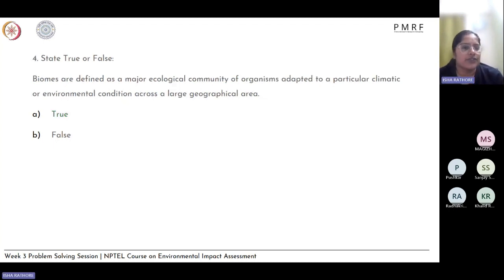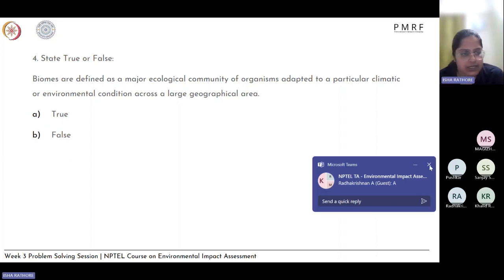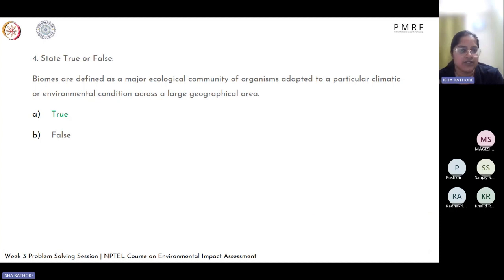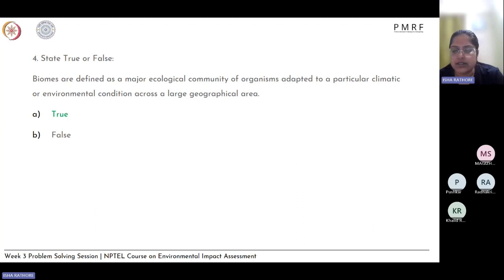Moving on to the next question, state true or false. Biomes are defined as a major ecological community of organisms adapted to particular climatic or environmental conditions across large geographical areas. Is the statement true or false? Okay, so yes, again, the statement is true. This is the definition of biomes, where they have different sets of organisms which are adapted to a particular climatic condition in a geographical area. So A, true is the correct answer.